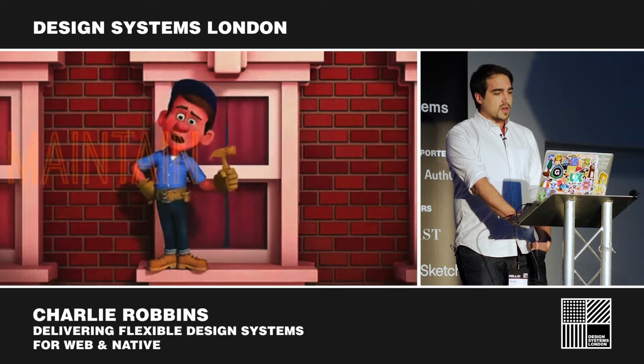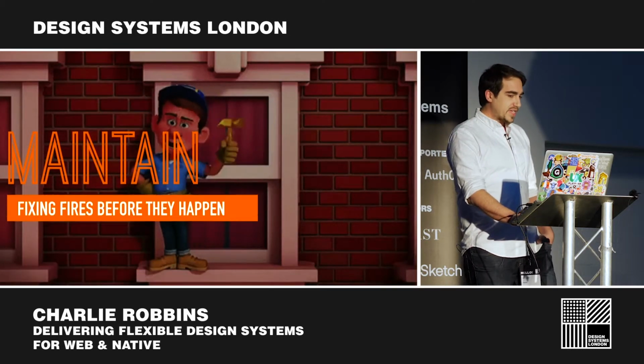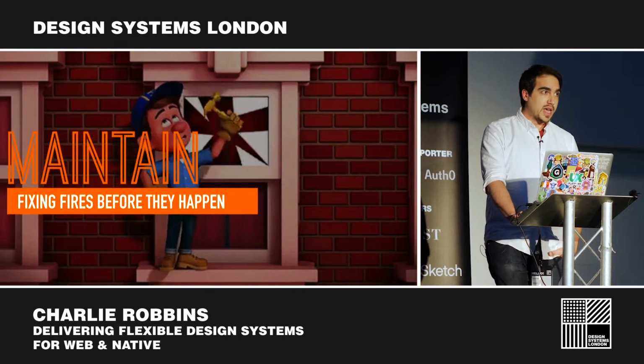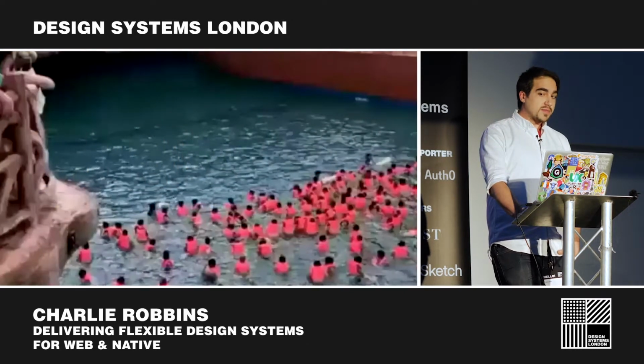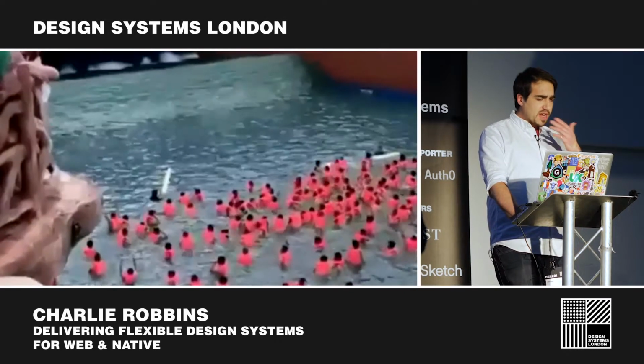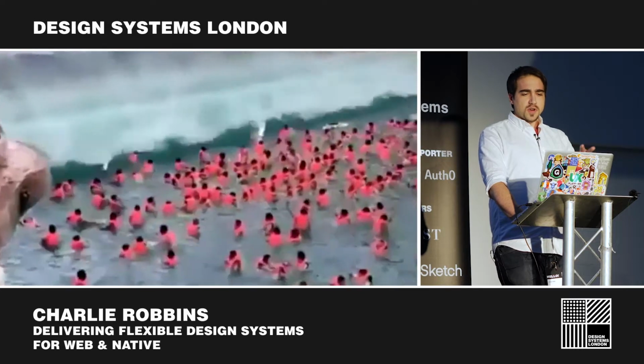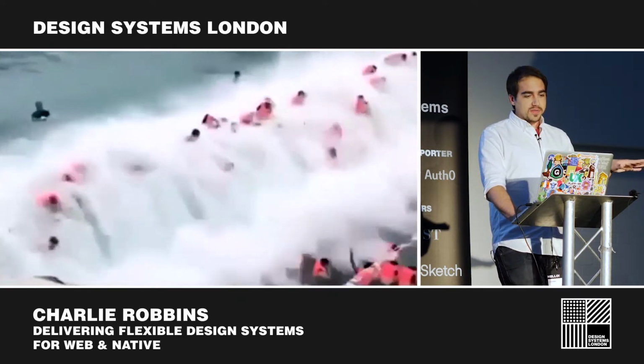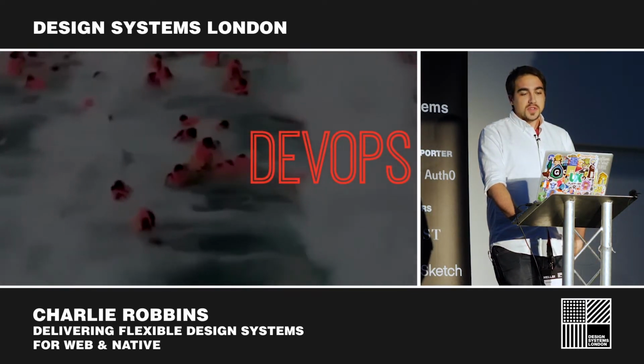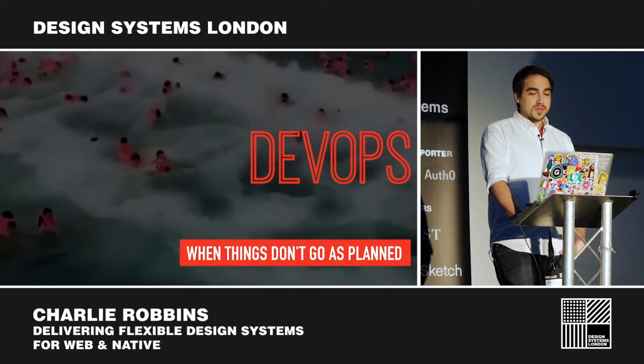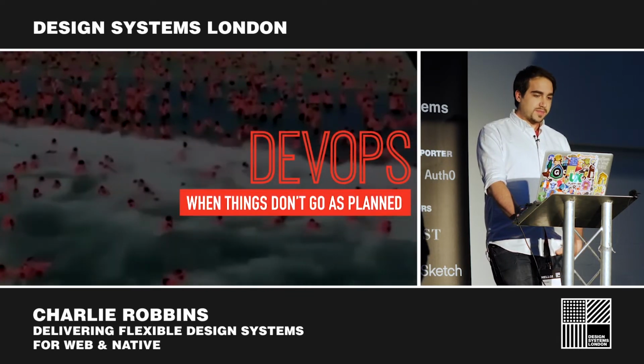Lastly, let's talk about maintenance, which is fixing fires before they happen. And if you've never been in a fire, it sort of comes at you like this. You think everything's fine, oh, there's a little more traffic, and then, oh my God, everything's ridiculous. So this is what we say when we say DevOps, when things really don't go as planned.